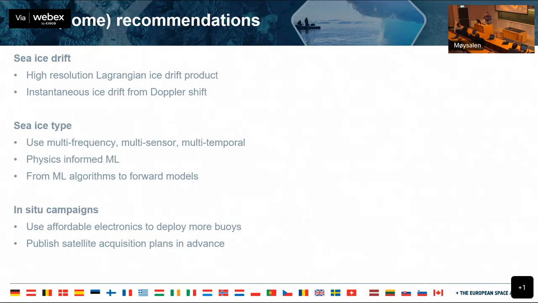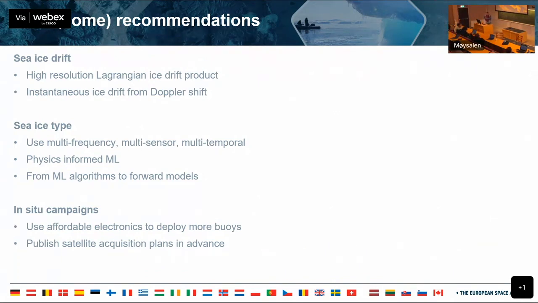For sea ice, we need to use multi-frequency and multi-sensor and multi-temporal data, and all that is available. We have tons of data, and we just need to find a good way to utilize that. And the good way is to use machine learning, but not just a black box. We should start using physics-informed machine learning, which includes some constraints based on the physics of sea ice and sea ice and atmosphere interactions, and so on. And then eventually from this machine learning, we need to move to forward models to be able to better invert these models and to have some physical properties of sea ice and snow on top.